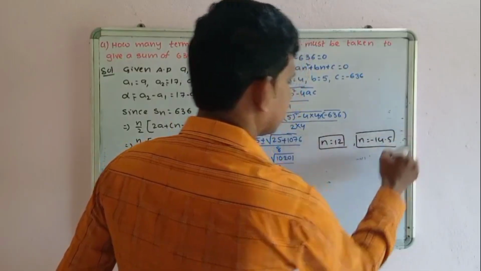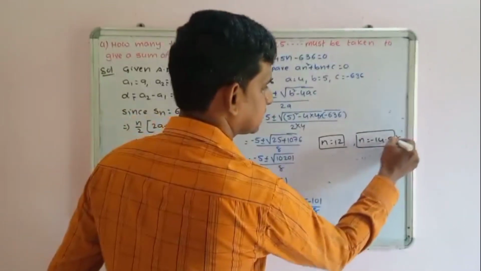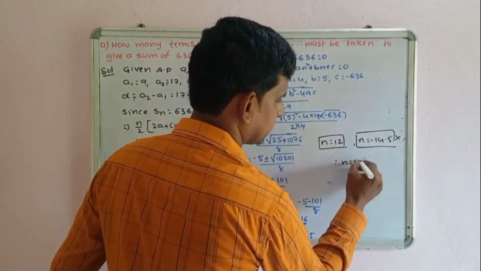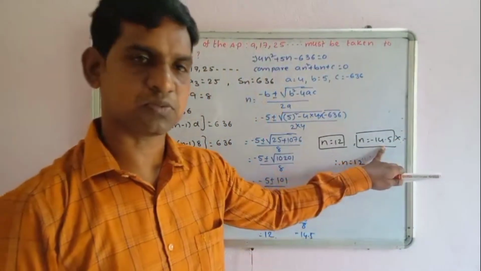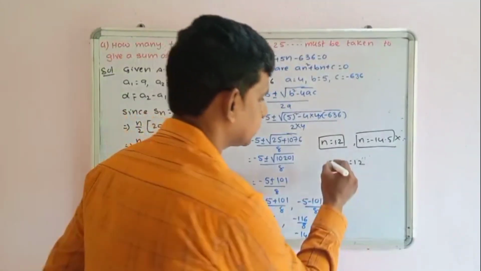Okay, but the number of terms is not possible in negative. Therefore negative number of terms is not possible. So therefore the value of n is 12.